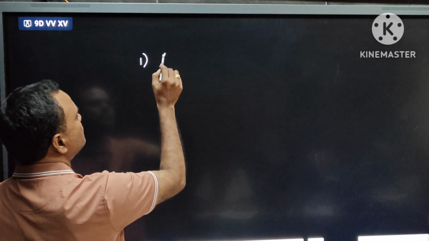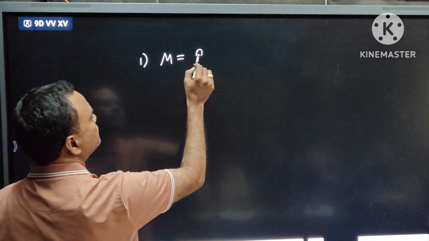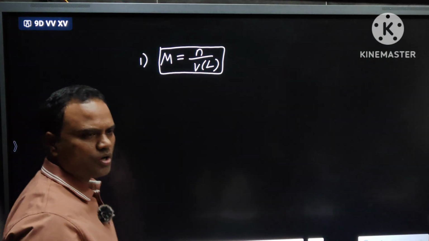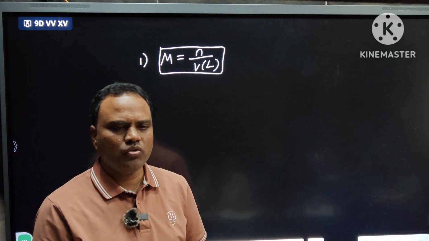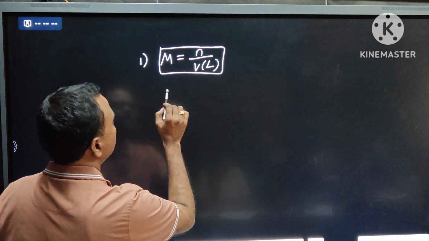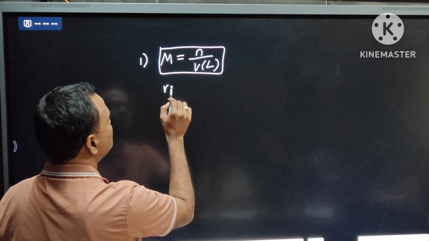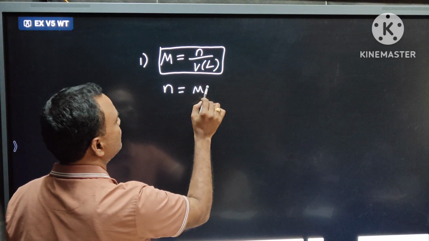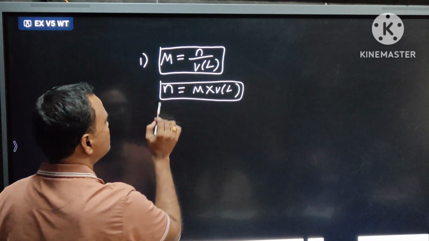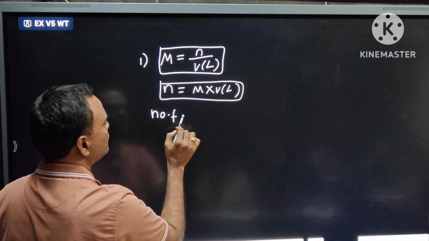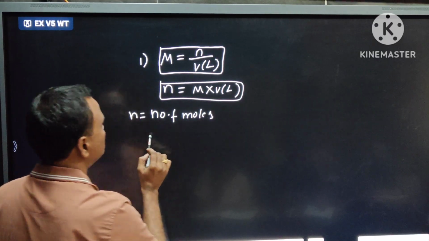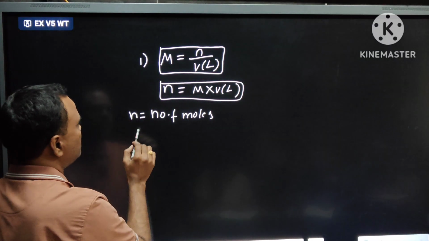First formula: molarity is equal to number of moles by volume in liter. First important formula. And from this you can write number of moles is equal to molarity into volume in liter. This is the expression for number of moles. N is the number of moles, M represents molarity. Clear?